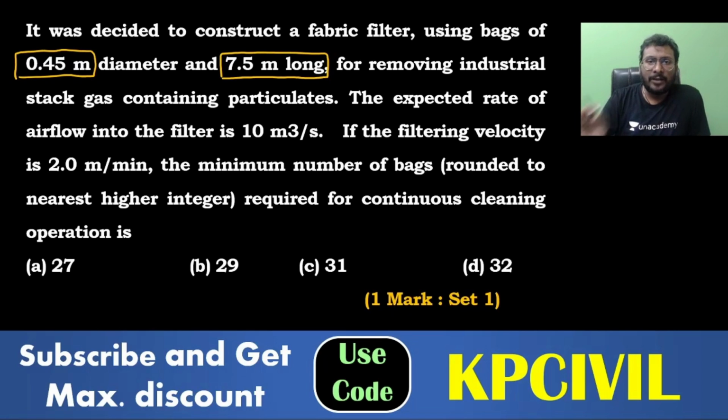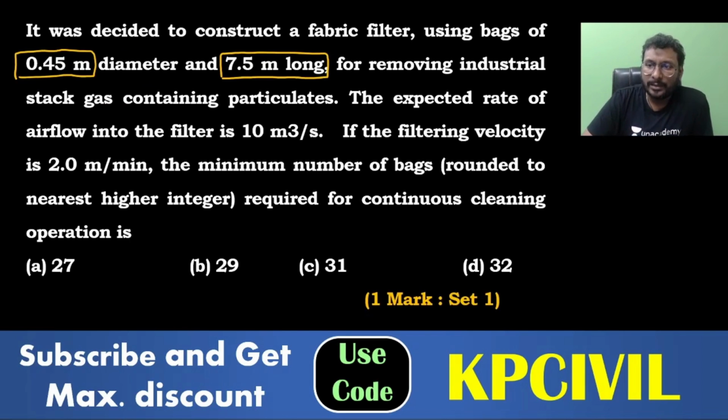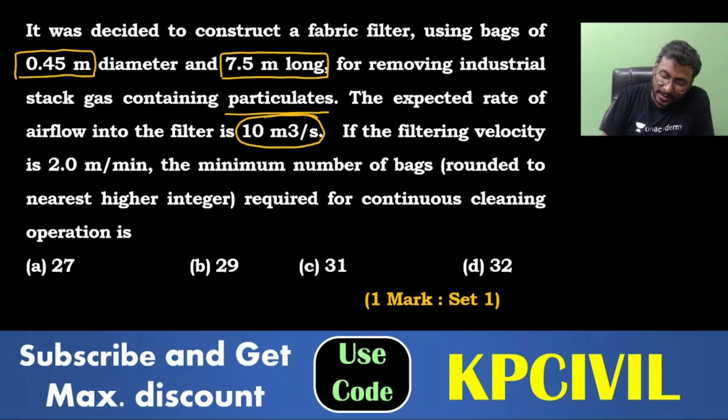Length and diameter of each individual bag, we'll write down. Length is 7.5 meter, diameter is 0.45 meter. Length and diameter of each individual bag provided. For what purpose? For removing industrial stack gas containing particulate matter. Expected rate of airflow 10 meter cube per second. Discharge. Filtering velocity 2 meter per minute.